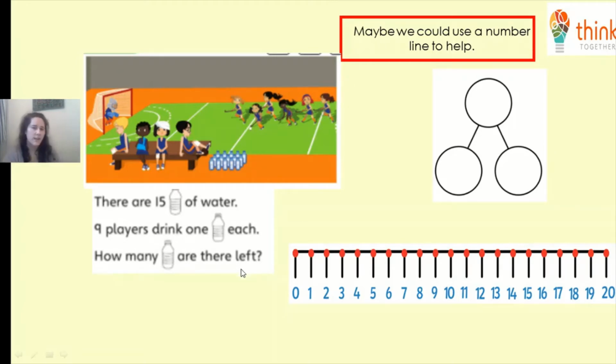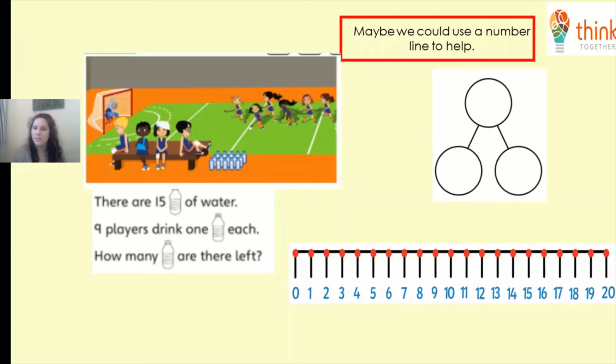So let's have a look at that important information first. So I can see here 15 is going to be an important number because that's how many water bottles we start with. And I can also see that 9 is going to be an important number because that's how many the players drink. Now, if they're drinking the water, what's happening to it? Are we getting more water or less water? That's right, we'll be getting less water. So we're going to need to take away or subtract.